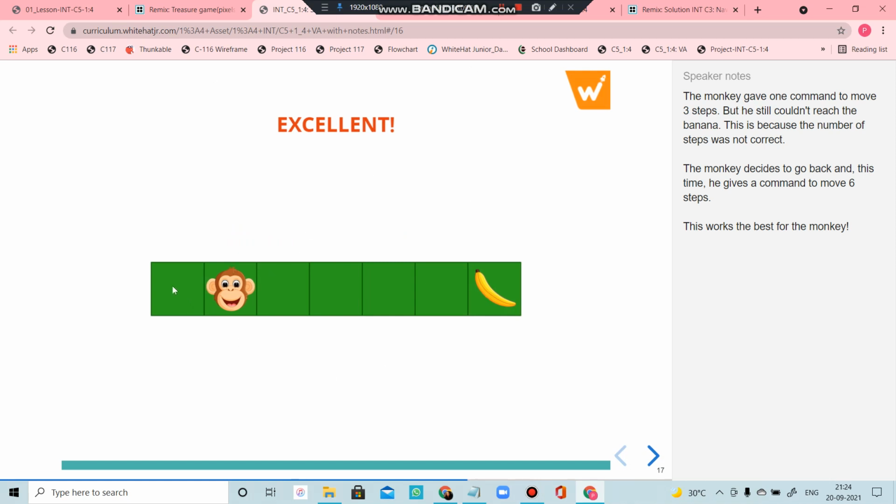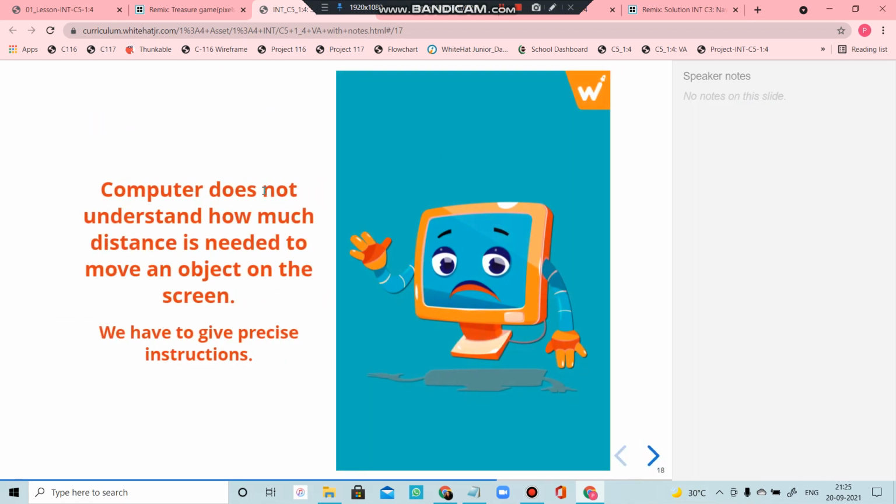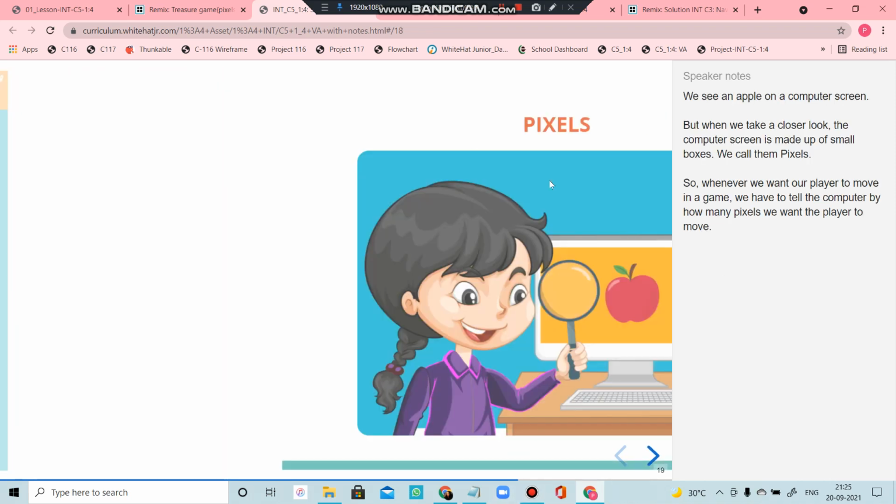Now just one thing: if the monkey is reaching only up to this particular block, that means the pixels have not been appropriate. That means we might have to increase a little more so that it reaches the banana. Again, let's understand that the computer does not understand how much distance is needed to move an object on the screen. So we have to give a precise instruction for that.